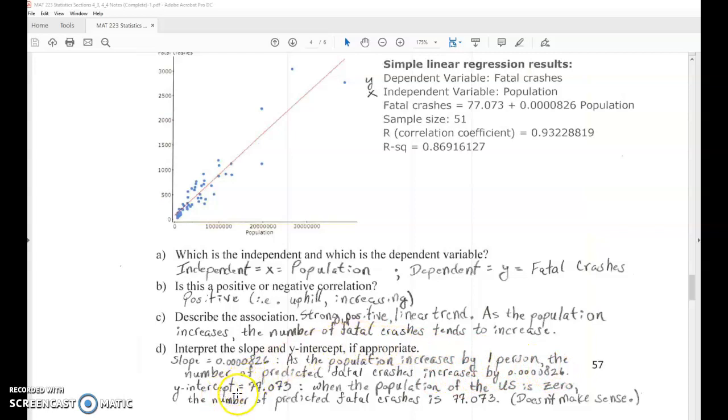The y-intercept in this case is 77.073. That comes from the regression line equation. Y equals b, the y-intercept. So that is whenever x is 0. So when the population x of the U.S. is 0, the number of predicted fatal car crashes is that 77.073. Of course, that does not make sense. It does not make sense for the population to be 0.